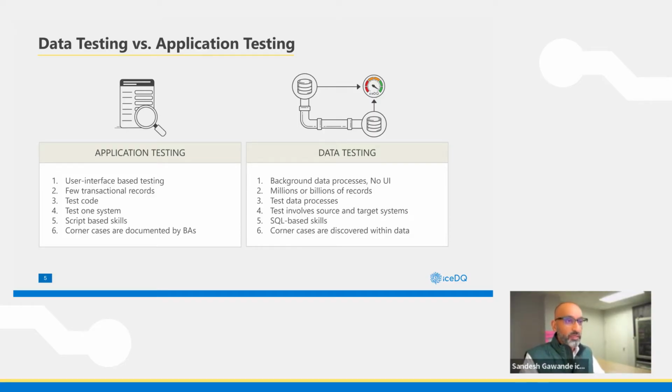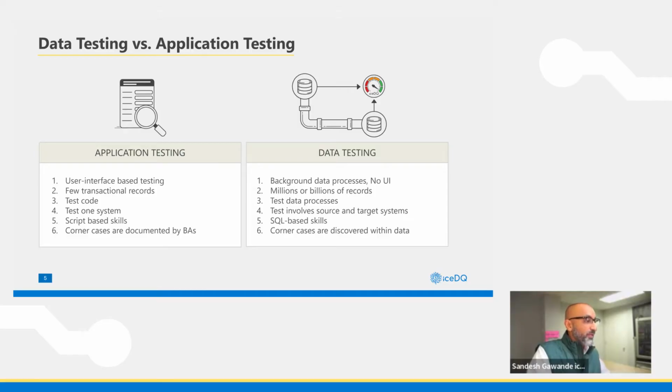If you look at data pipeline testing, there are processes running in the background, right? Most, 99.99% of the time, there is no UI. In application testing you are dealing with a few transactions, like one or two transactions, but in data testing you are dealing with millions and billions of records. Number three, here you are testing code. Here you are testing data pipelines, or data.